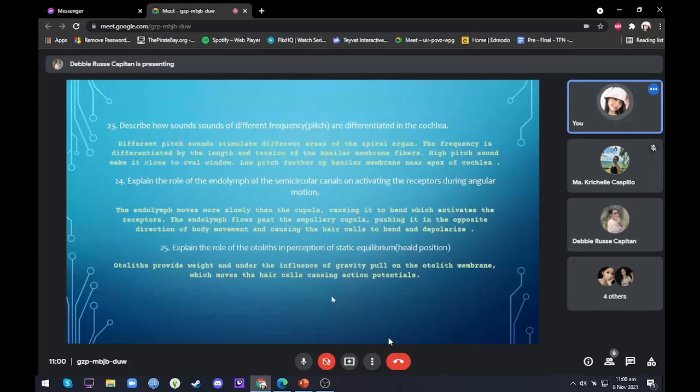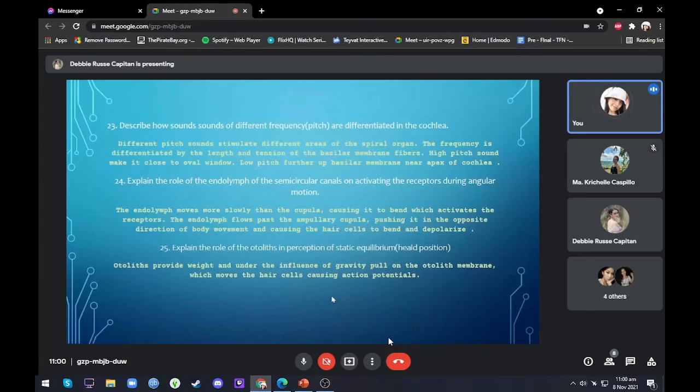Number 24, explain the role of the endolymph of the semicircular canals in activating the receptors during angular motion. Our answer is the endolymph moves more slowly than the cupula, causing it to bend, which activates the receptors. The endolymph flows past the ampullar cupula, pushing it in the opposite direction of body movement and causing the hair cells to bend and depolarize.